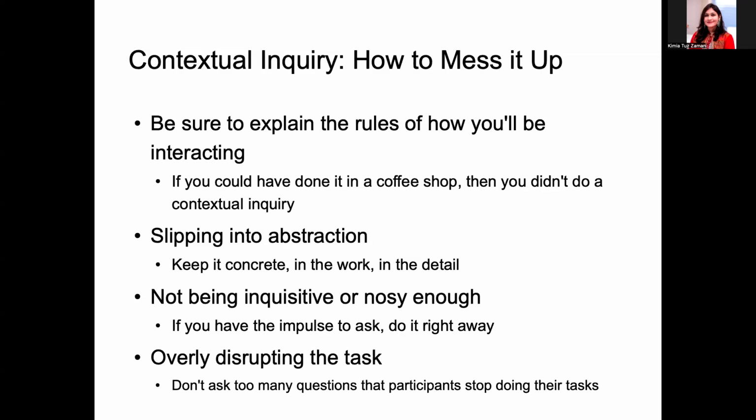So, a quick reality check on how to mess up our contextual inquiry so we don't. First, set the ground rules: how I will watch, when I will ask, and what we will record. If this could have happened in a coffee shop, it's not a contextual inquiry. It has to be in the workplace with the real tools and interruptions. So stay out of abstraction, keep it concrete, like what is this step? What happens if it fails? Can I see that form?